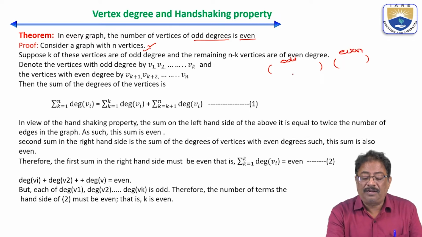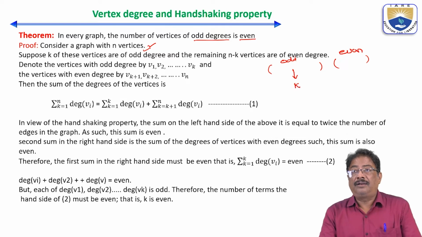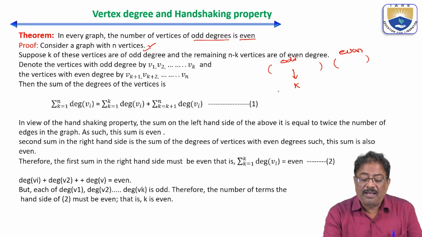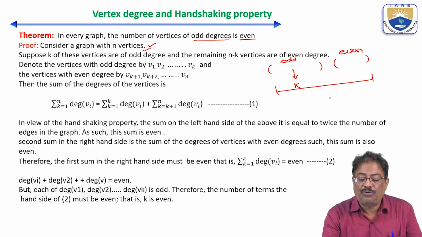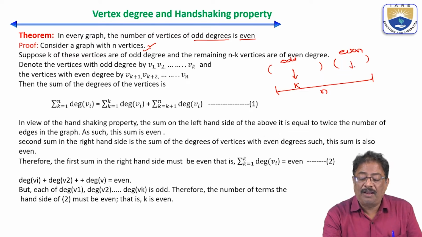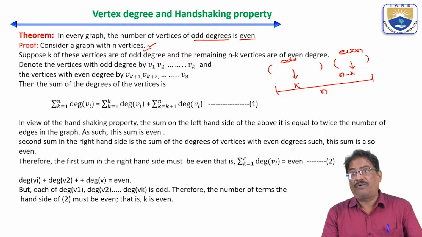Let us assume that k is the number of vertices whose degree is odd, and the total number of vertices is n. Then the remaining n minus k vertices are of even degree.